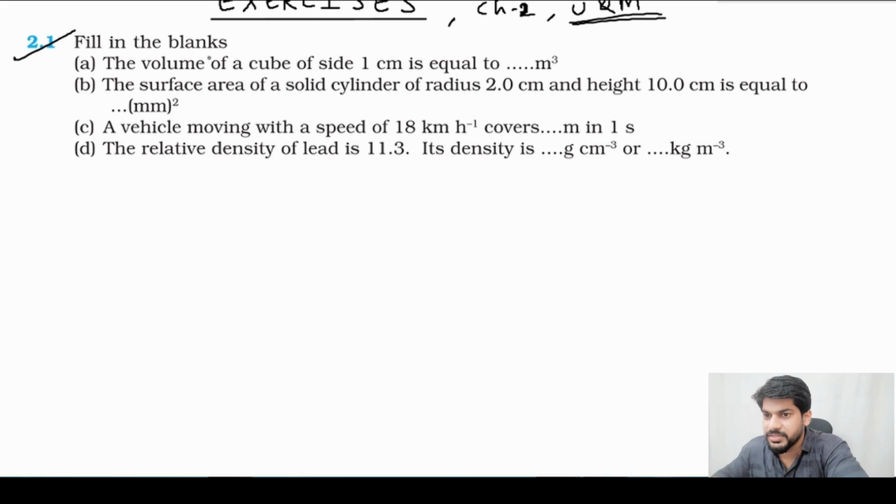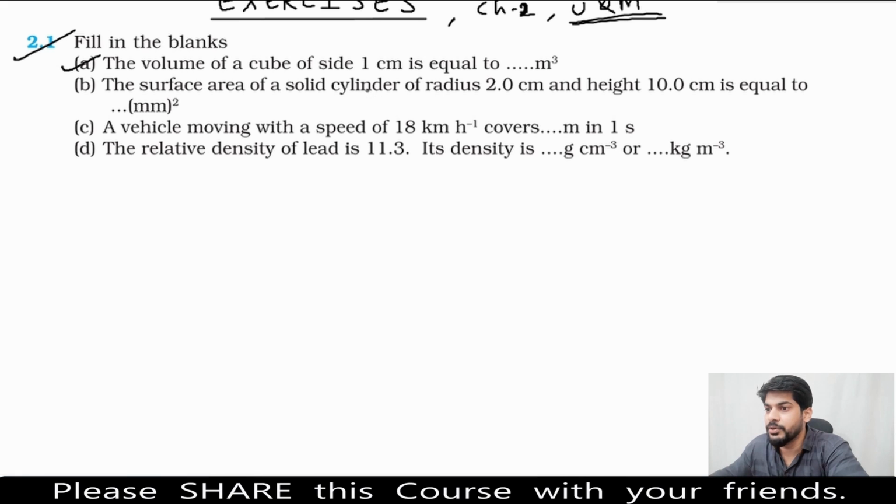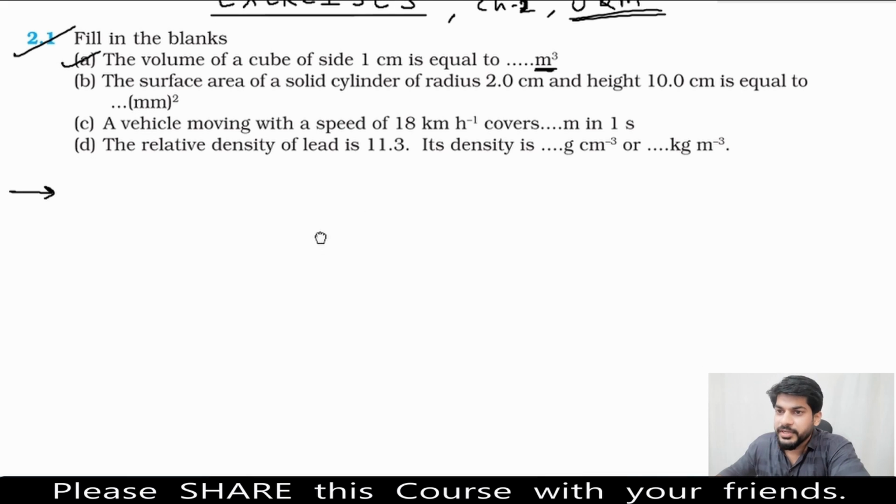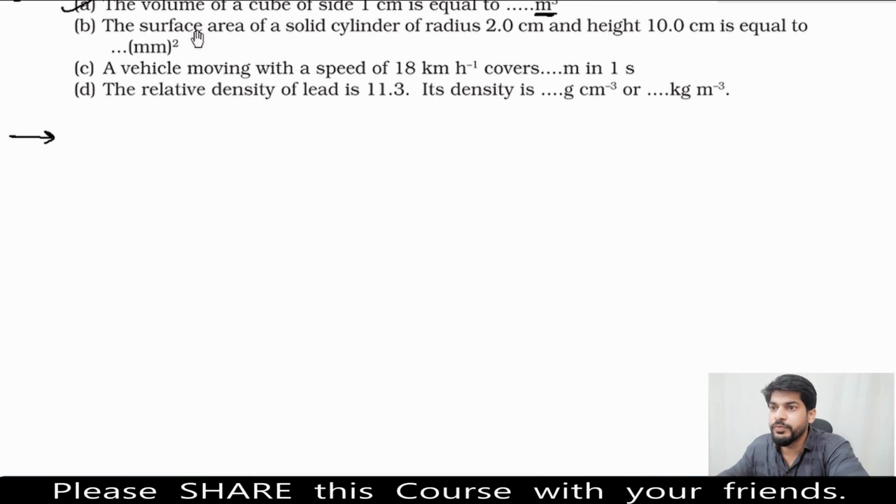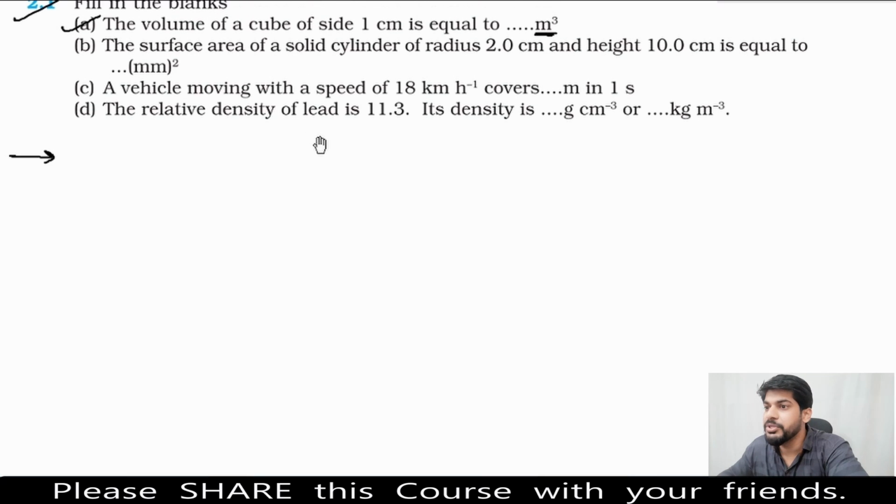First question over here is this one. The volume of a cube of side 1 centimeter is equal to dash dash meter cube. So it's a very simple problem. Let's solve each one of these separately. So first one is this one. Volume of the cube of side 1 centimeter. 1 centimeter is equal to how many meters cube?